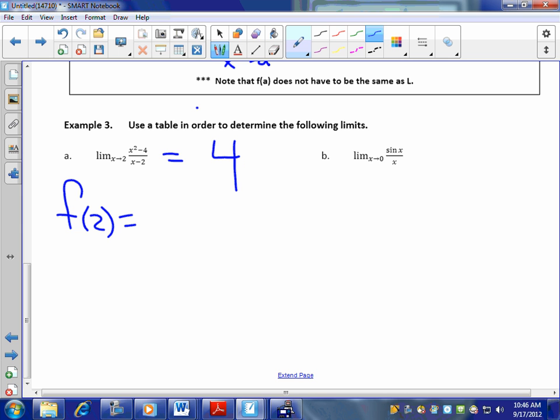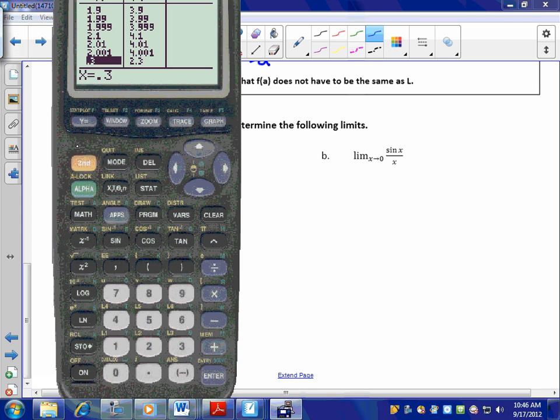Now, just to confirm you guys, okay, if I wanted to know what f of 2 was, what would you say? Can I actually plug 2 into this function? We said you can't. But the limit does exist. So even though you can't plug it in and get a value, you can approach it and still get a value. Let's look at the next one.